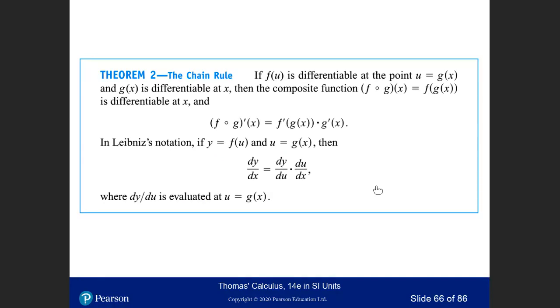So that theorem tells us the chain rule: if f of u is differentiable at the point u, which is equal to g of x, and g of x is differentiable at x, then the composite function f of g of x is differentiable at x. So you can find the derivative of the composite function at x as f prime of g of x, that's f prime at u. So you take the derivative of f evaluated at u, then you take the derivative of u with respect to x, and that's a short way of writing the chain rule. Okay.